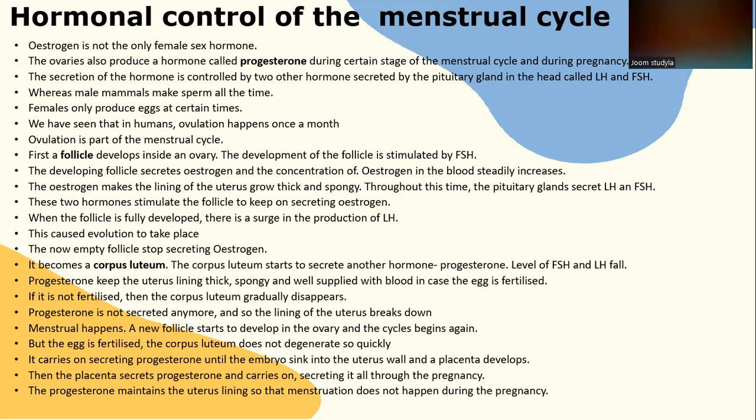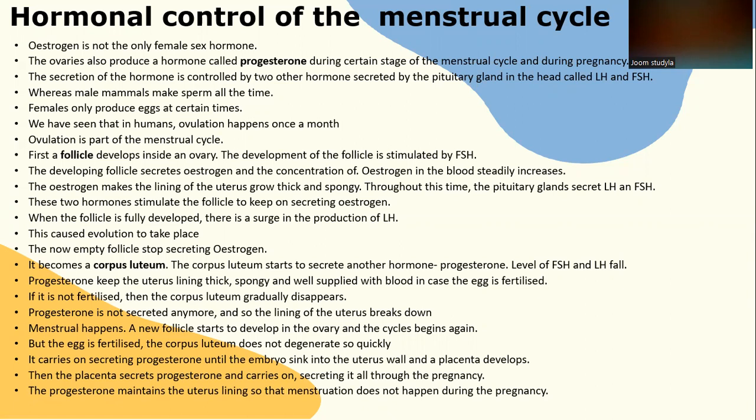Levels of FSH and LH fall. Progesterone keeps the uterus lining thick, spongy, and well supplied with blood in case the egg is fertilized. If it is not fertilized, then the corpus luteum gradually disappears. Progesterone is not secreted anymore, and so the lining of the uterus breaks down. Menstruation happens, a new follicle starts to develop in the ovary, and the cycle begins again.